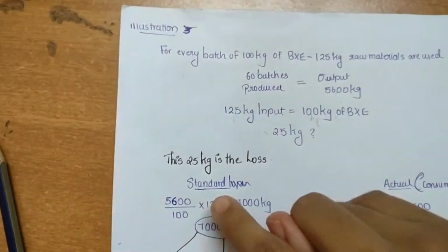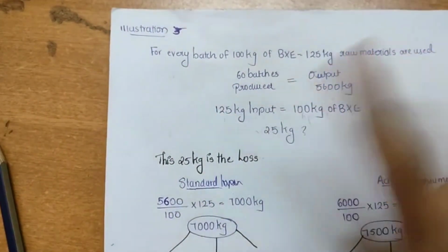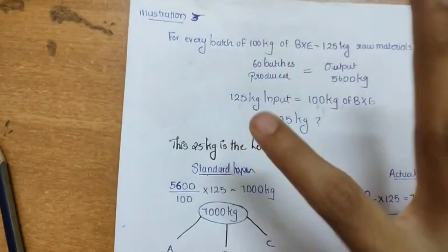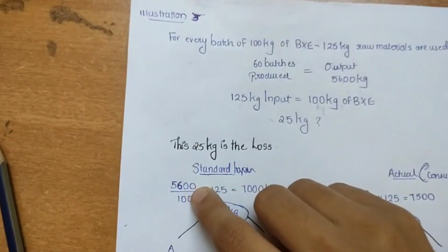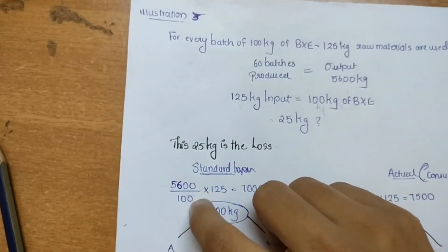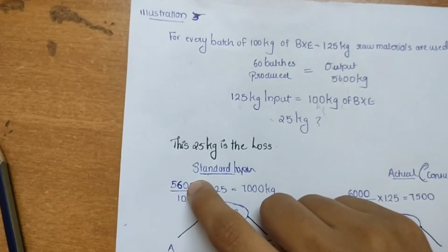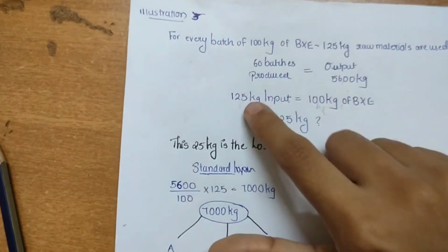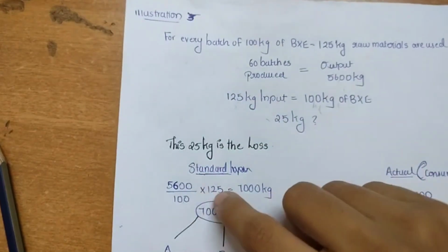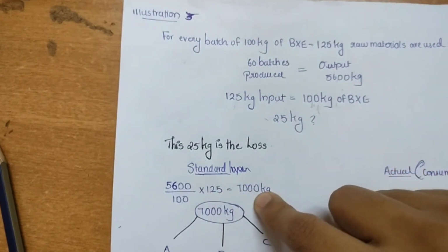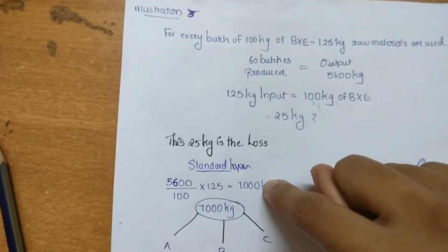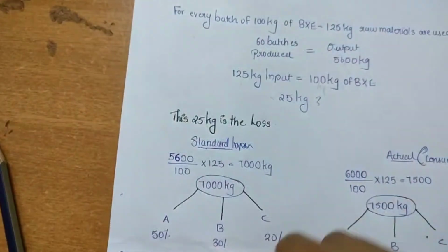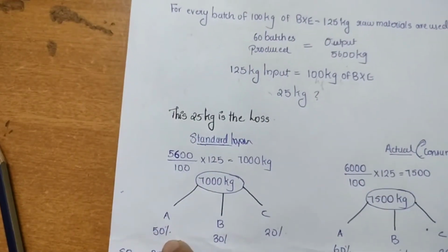So 5600 will be taken in both cases as output. Here 5600 has been given, and we already know this 5600 is after loss. That is, this amount 5600 is equal to 100%. So 5600 divided by 100, and I want an amount which is equal to 125. So into 125, I did, and I've got 7000 kg, and this 7000 kg is what I've been dividing according to the ratios which have been provided to us in the question.